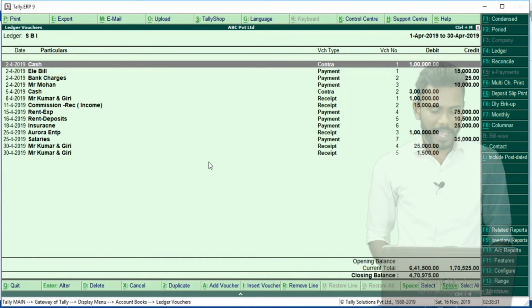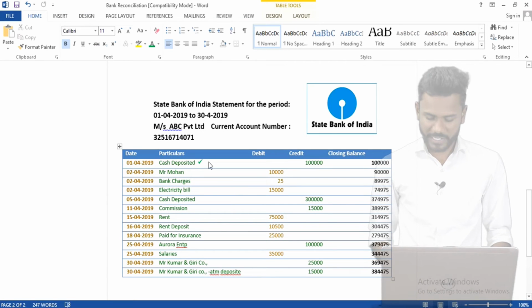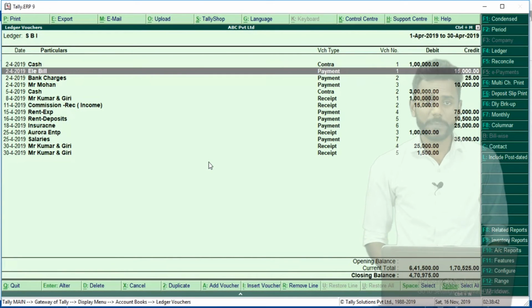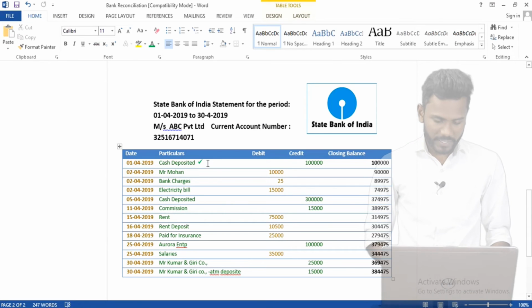Now first we recorded a cash deposit in the bank of rupees 1 lakh. Is it recorded by the banker? Yes, recorded. So it is clear. And next one is Mr. Mohan. Next, we paid the electricity bill, we recorded that we paid the electricity bill rupees 15,000. Yes, the electricity bill was also recorded.